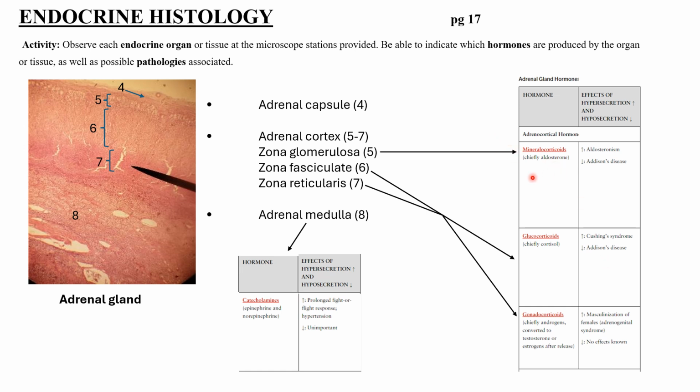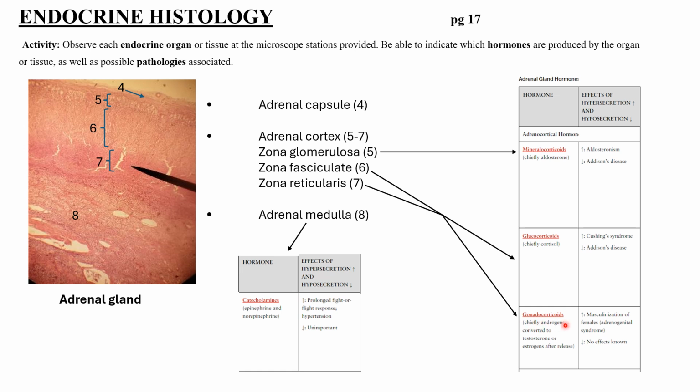I want you to notice that in Addison's disease, there is hyposecretion of mineralocorticoids and hyposecretion of glucocorticoids. So both of these layers, it means all the layers of this gland, they are affected in Addison's disease. And now let's come to gonadocorticoids.